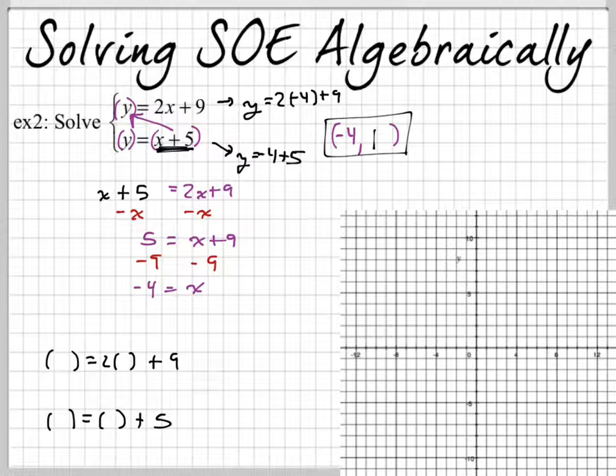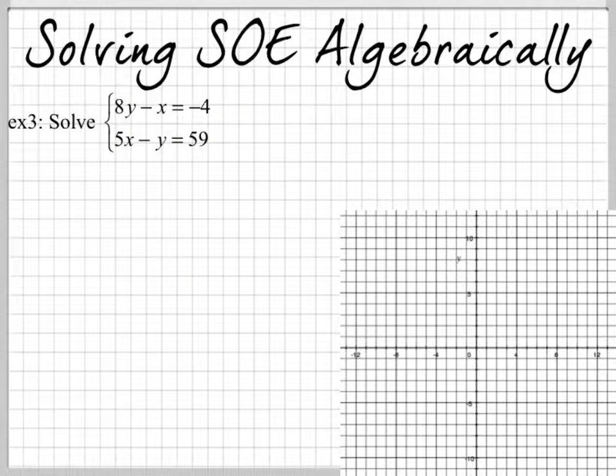We have -4 goes in for the x, 1 goes in for the y, -4 and 1. All right, does it work for both of those? Yes. This is going to be -8 plus the 9 is 1, so that one works. And -4 plus 5 is 1, so that one works. So it works for both of them, so I know my answer is correct. All right, let's look at another one.